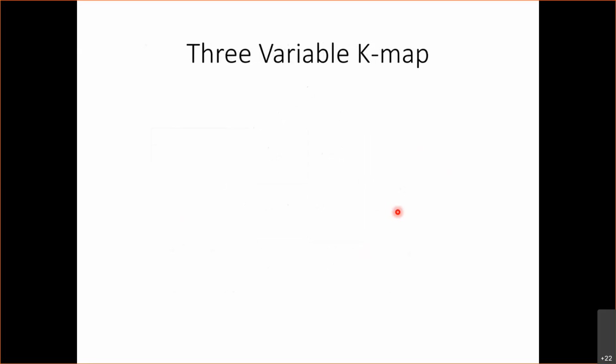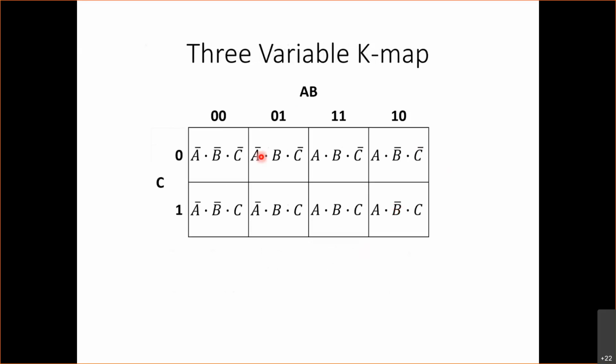Now let's look at 3 variable Karnaugh maps. So 3 variable Karnaugh maps look like this. We only have 2 dimensions. So what we have to do is we're going to put A and B together on one of the dimensions and then C on the other dimension.